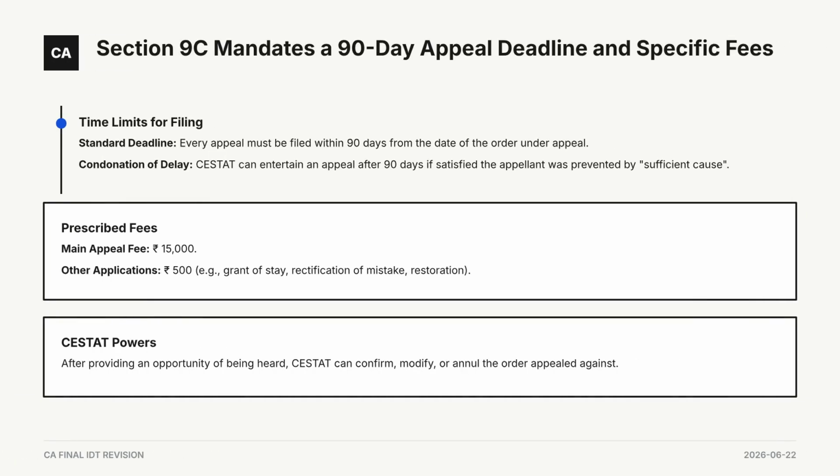The law prescribes a strict timeline for filing appeals before CESTAT. Every appeal must generally be filed within 90 days from the relevant order, determination, or review. However, if sufficient cause is shown, the tribunal has the power to condone the delay. Regarding fees, a main appeal requires payment of 15,000 rupees, while applications such as stay requests, rectification of mistakes, or restoration of appeals attract a fee of 500 rupees. After hearing both sides, CESTAT may confirm, modify, or annul the disputed decision.